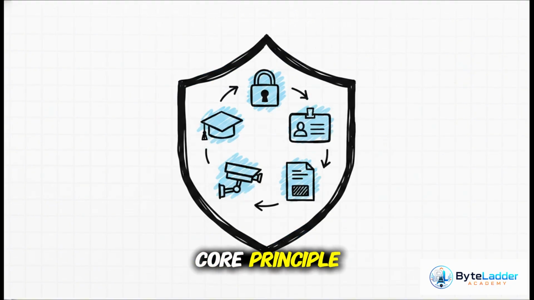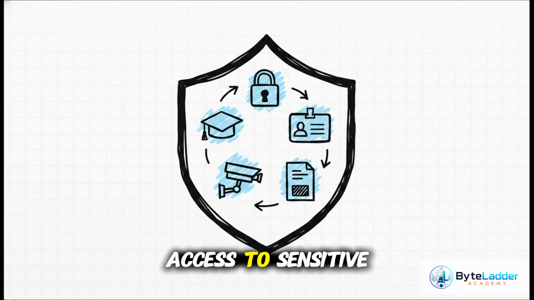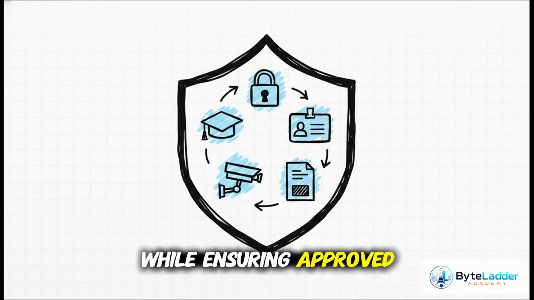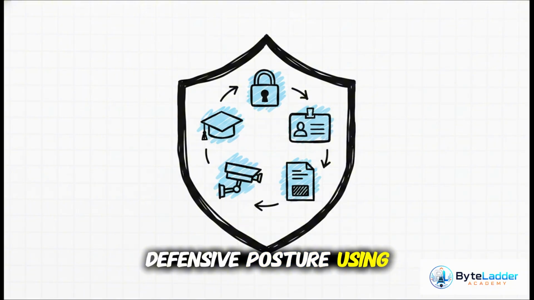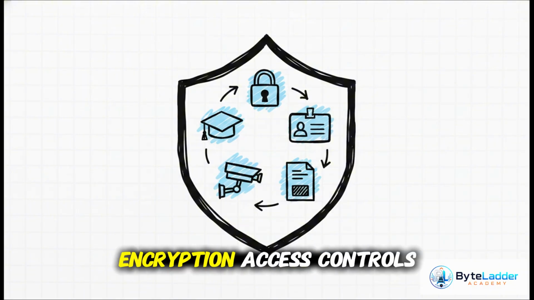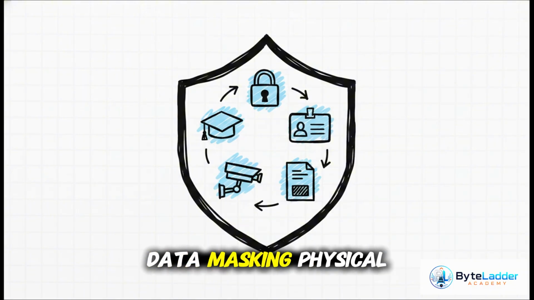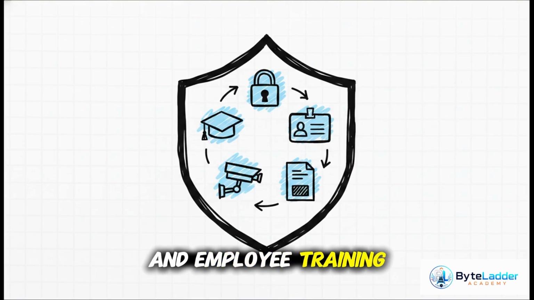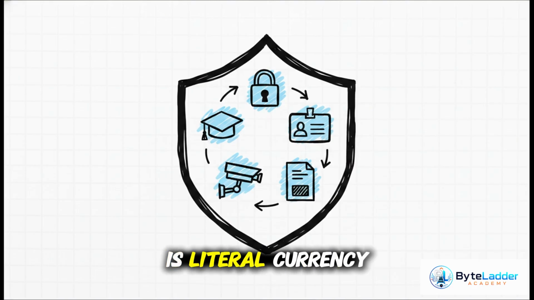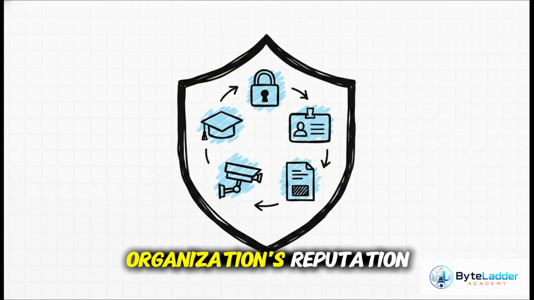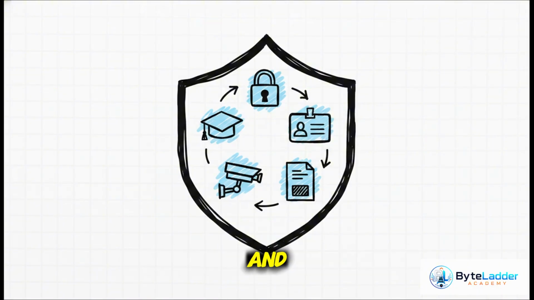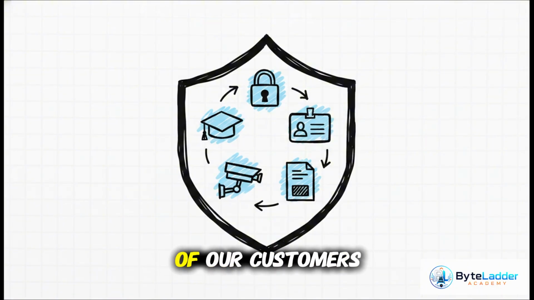Confidentiality is the core principle of preventing unauthorized access to sensitive information, while ensuring approved users can still do their jobs. We accomplish this defensive posture using our 5 core tools: encryption, access controls, data masking, physical security, and employee training. In a digital age where data is literal currency, maintaining this confidentiality is exactly how we protect our organization's reputation, meet legal compliance, and, above all, maintain the ultimate trust of our customers.